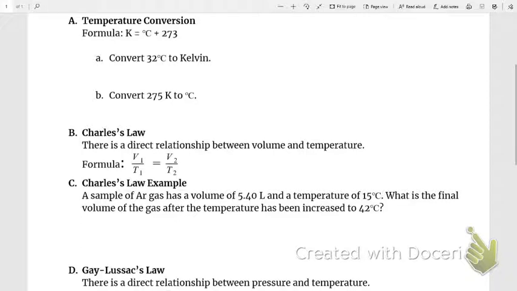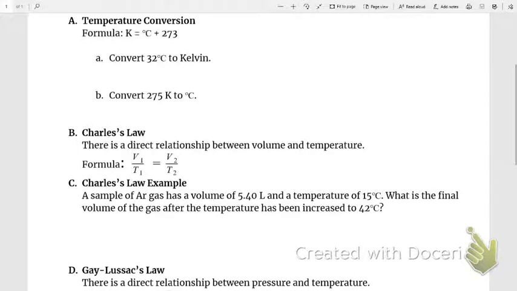Again, volume is the amount of space something takes up. Pressure is created by the collision of the gas molecules themselves with the wall of the container that they are within. And so we found that as volume gets smaller, pressure is going to increase and vice versa. So as your volume gets larger, pressure decreases. So today we're going to look at the relationship between volume and temperature and pressure and temperature.